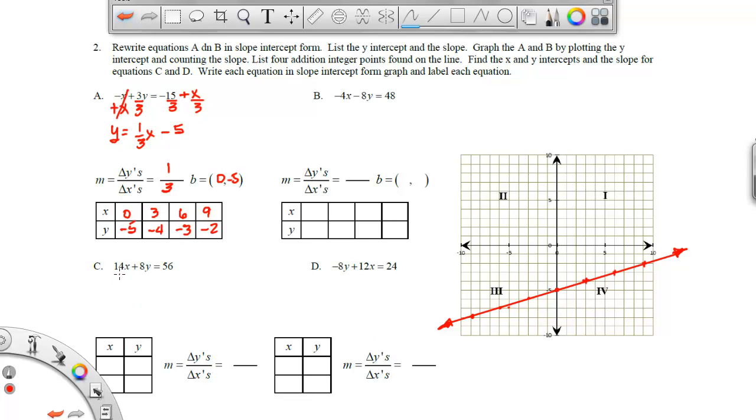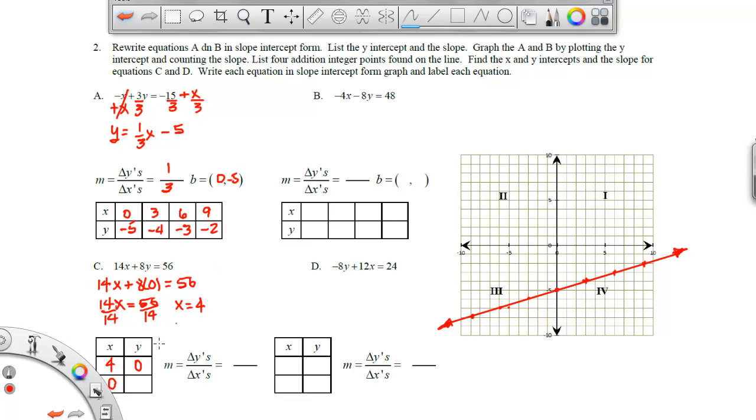Now let's come down here and let's do C. We haven't done one of these for a while. Now remember, if we're finding the x-intercept, that's going to be some number, and y is going to be 0. If I'm finding the y-intercept, that will be some number, and the x is going to be 0. So let's go ahead and let y be 0 to find the x-intercept. So 14x plus 8, put the 0 in there, equals 56. So 14x equals 56. Divide by 14. So x equals 4. So my x-intercept is 4 and 0.